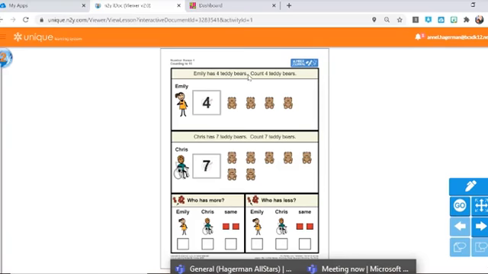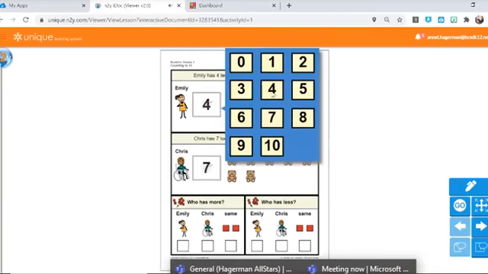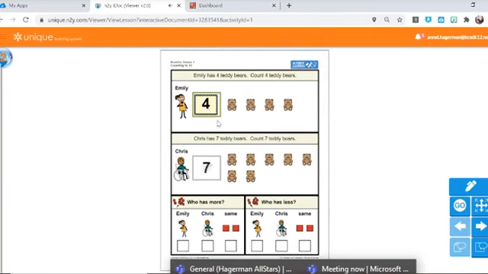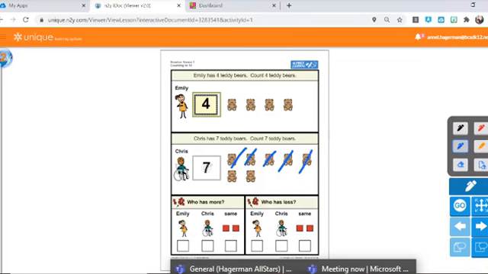Emily has four teddy bears. Let's count 4 teddy bears. 1, 2, 3, 4. And then I just put my number 4 there. Chris has 7 teddy bears. Let's count 7 teddy bears. 1, 2, 3, 4, 5, 6, 7. Then I just add my number 7 in there.